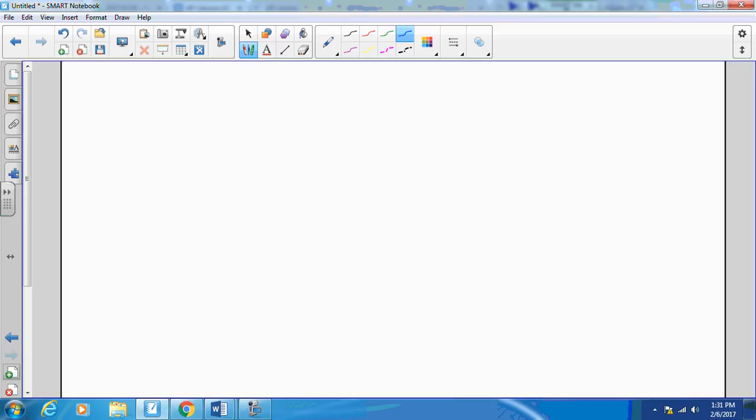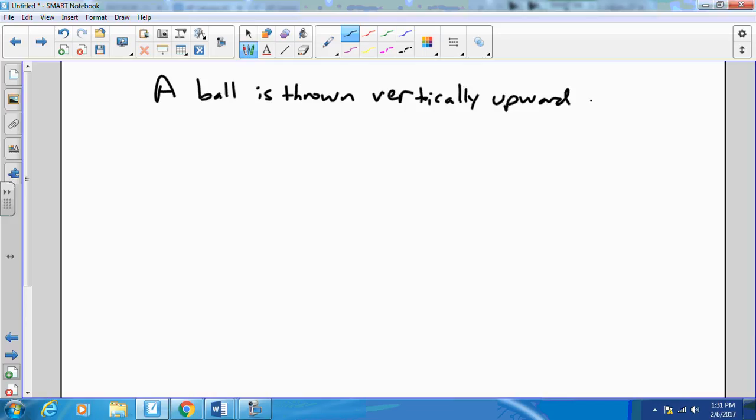The first one is: a ball is thrown vertically upward at 60 feet per second, which is roughly 45 miles per hour, or about 70 kilometers per hour. So the question now is, how high will it go?